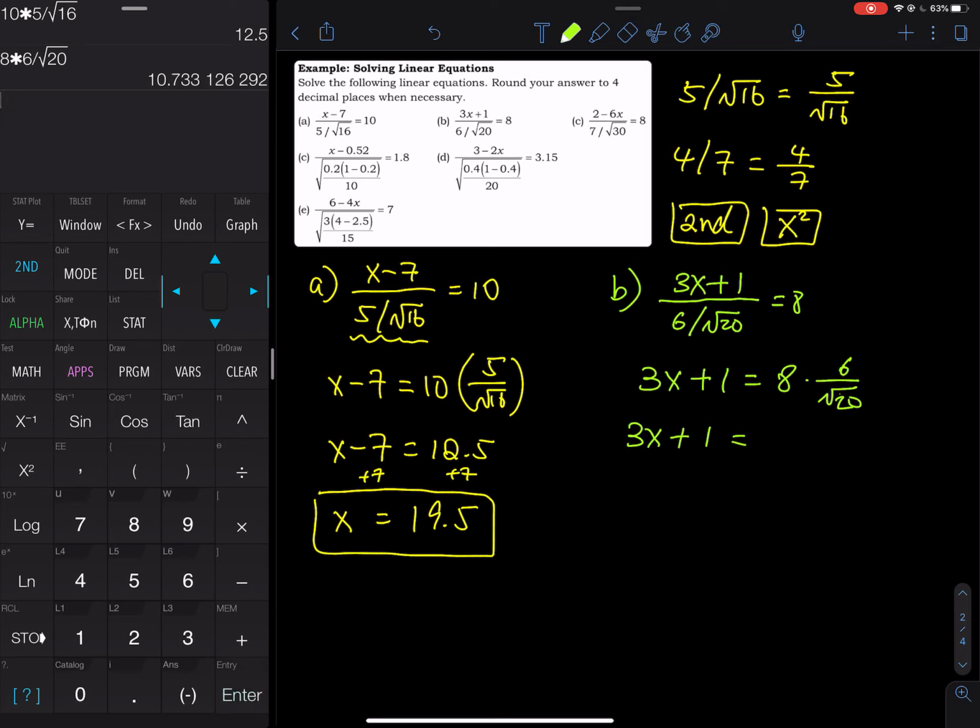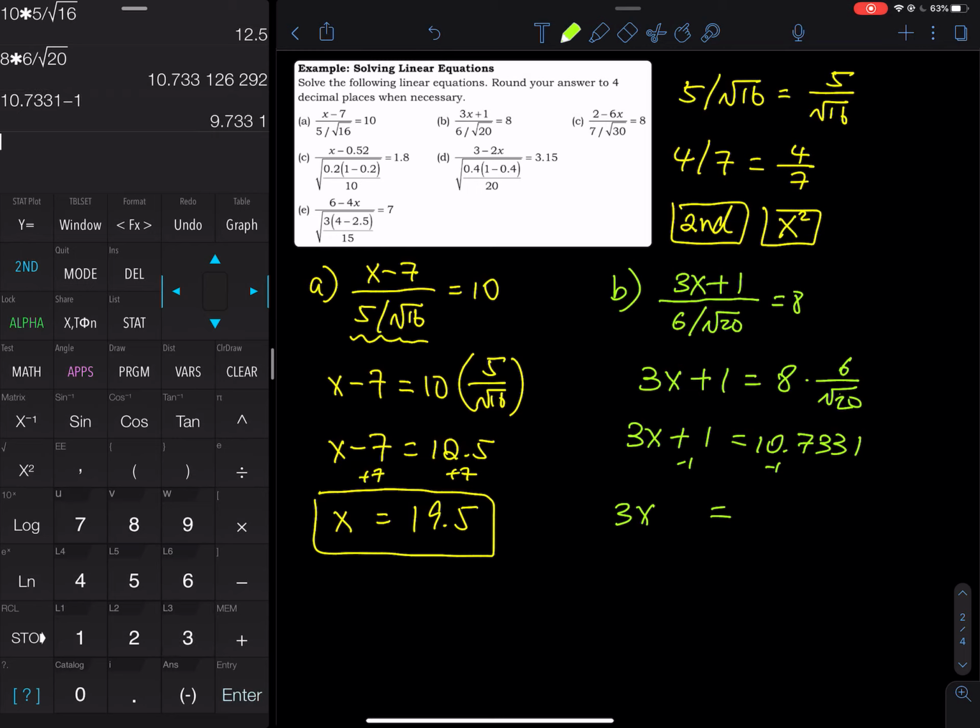All right, we have to round, so that is around 10.7331. And then I subtract 1 on both sides. Oh, you can do this, everything in your calculator. So 10.7331. So minus 1, that's how you do it.